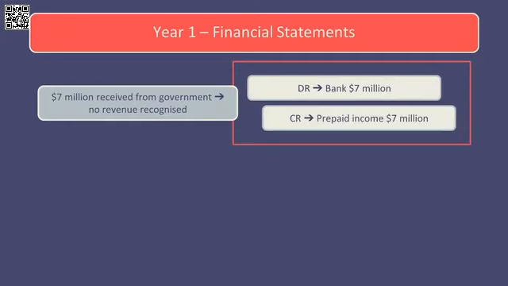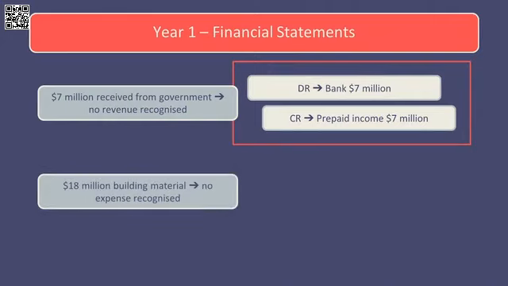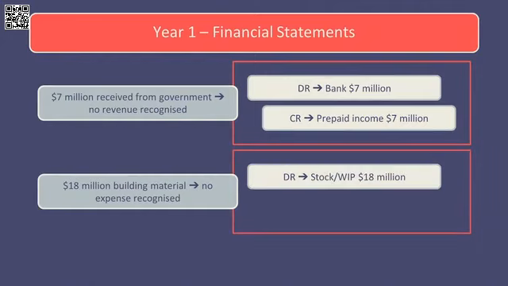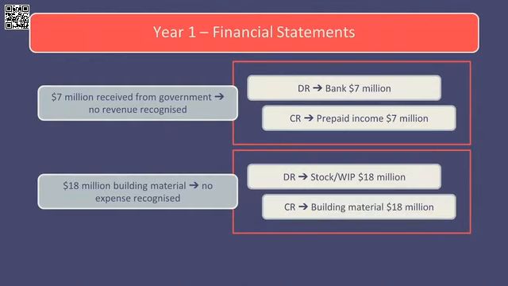This is because until the contract is satisfied, the company owes the local government $7 million worth of services. The company also purchased $18 million of building materials. At year end, there are no houses complete, so the materials cannot be expensed. They are either stock or work in progress. Therefore, they are recognised accordingly. Debit work in progress or stock $18 million. Credit building materials expense bank $18 million.